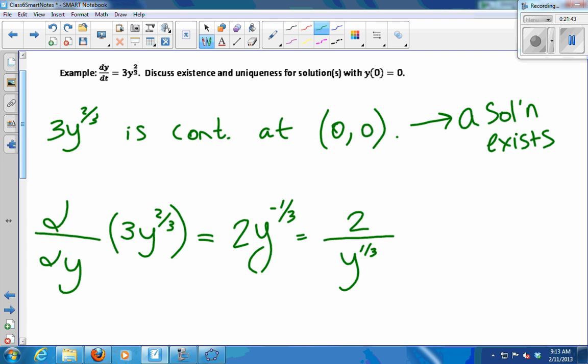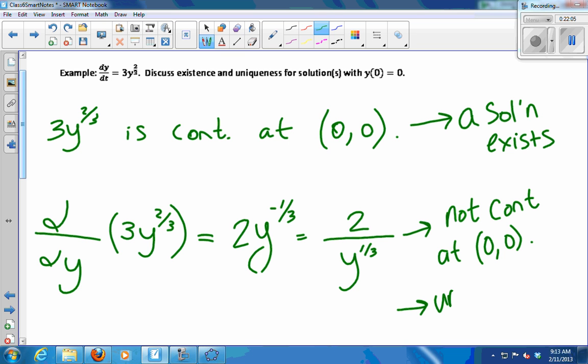Is that continuous when y is 0? No. Asymptote, right? Denominator is 0. So this is not continuous when t is 0 and y is 0, which means we are not guaranteed a unique solution. There might be one, but the theorem that we've been studying does not guarantee it. So let's see what happens if we try to solve this.